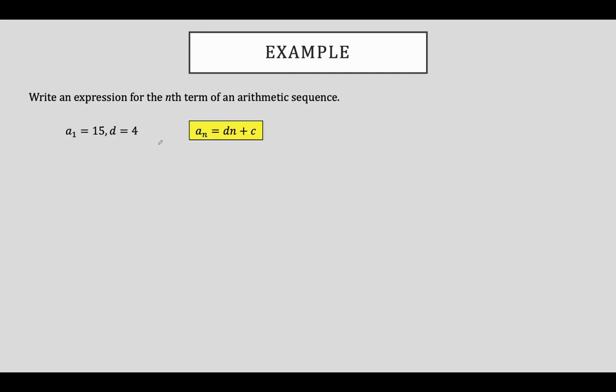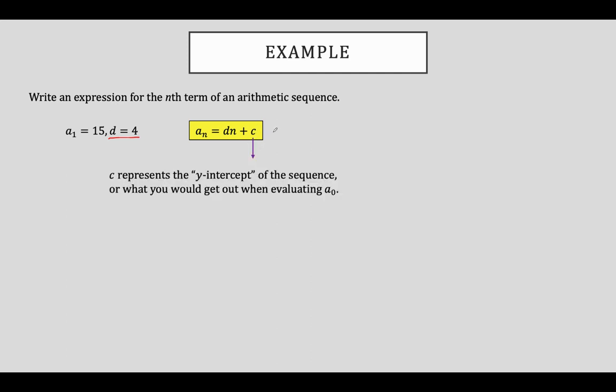If we are coming up with our equation for the nth term, it must follow this format if it is an arithmetic sequence. a subscript n is equal to dn plus c. And to complete this equation, we need to know what d is and we need to know what c is. The good news here is that we're actually given d already. d is equal to 4. So what's remaining? We have to find c.